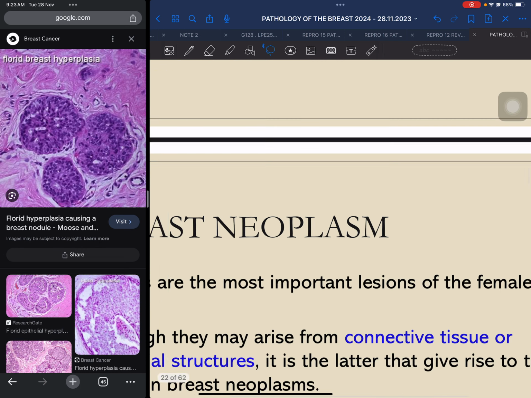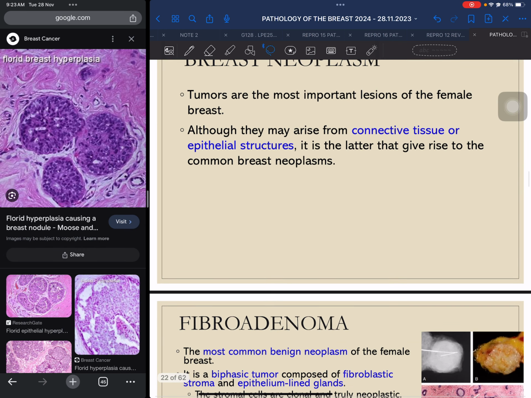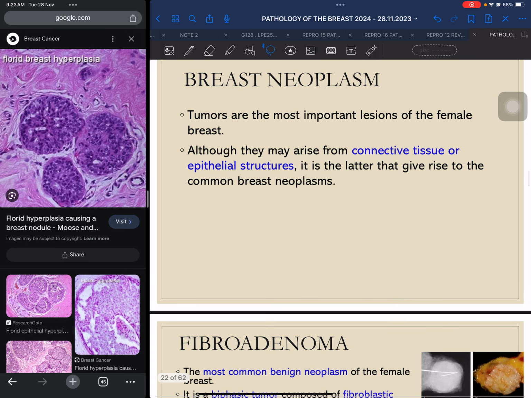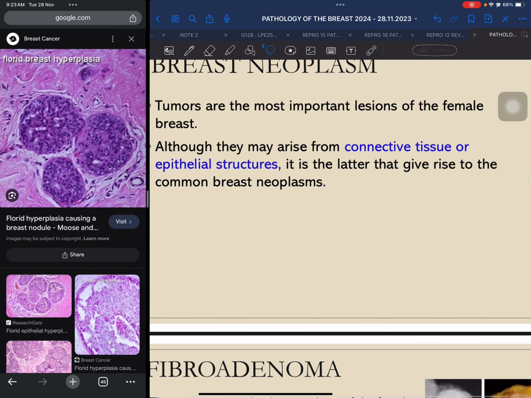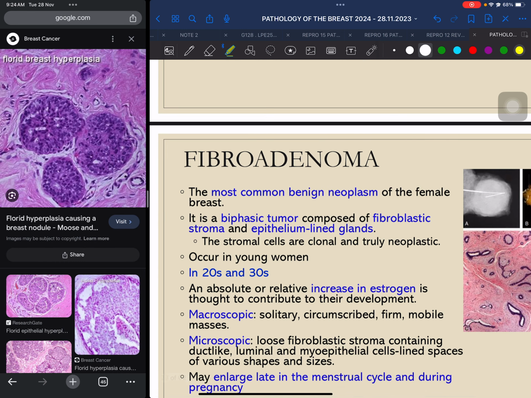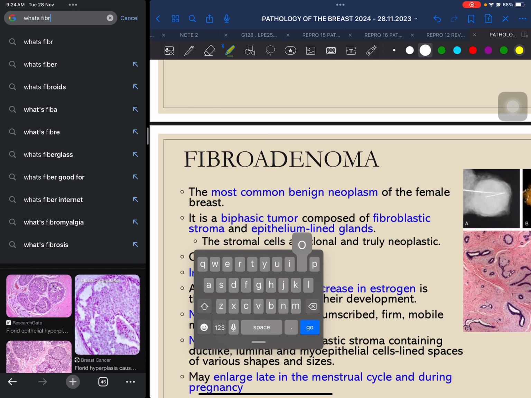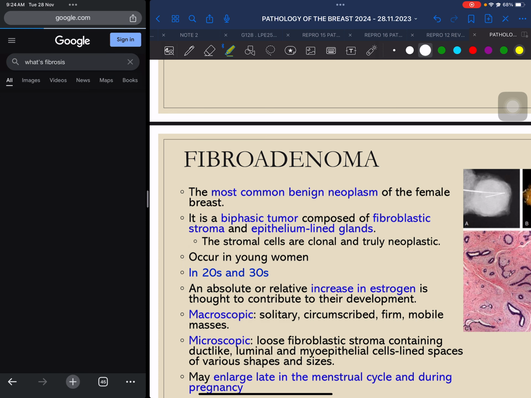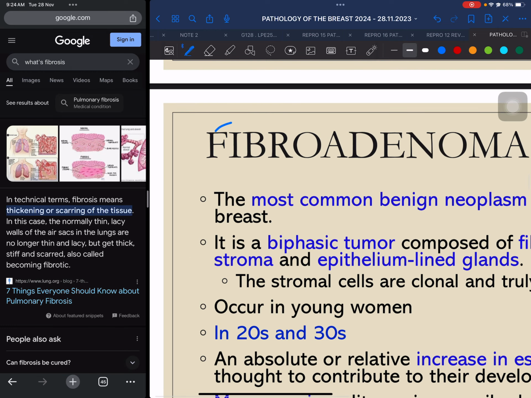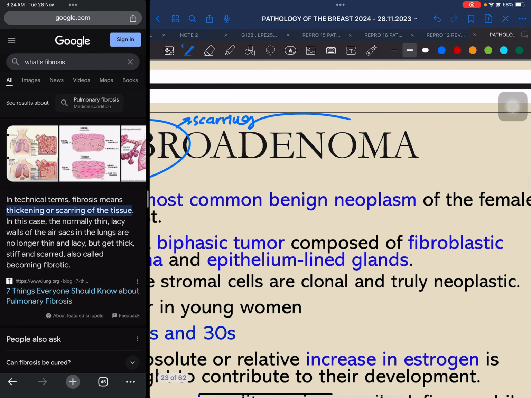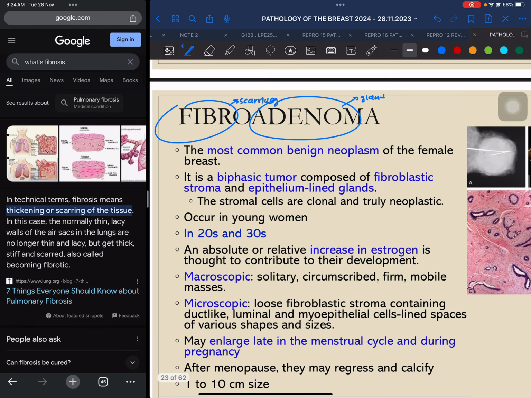It is biphasic, meaning they have the fibroblastic component and they have the epithelial component. But the stromal cells are the clonal and truly neoplastic part. Remember that it is biphasic, with epithelial and stromal components. They occur in young women in their 20s and 30s. The pathogenesis involves a relative increase in estrogen. Microscopically, they can be solitary, well circumscribed, firm and mobile.